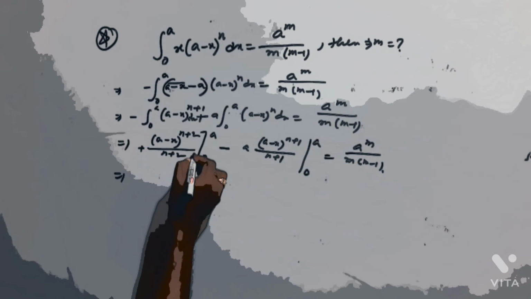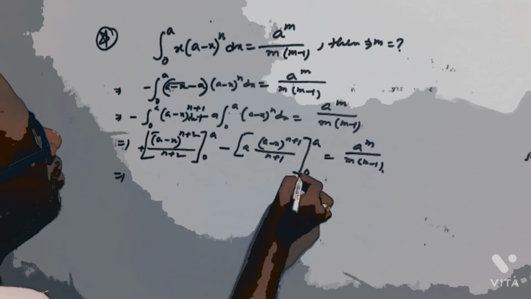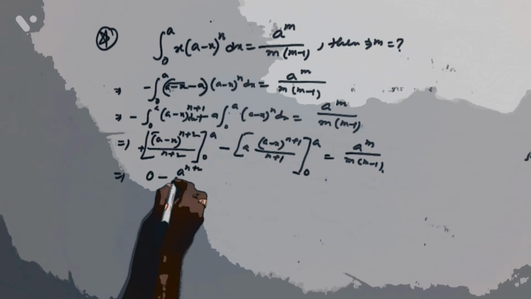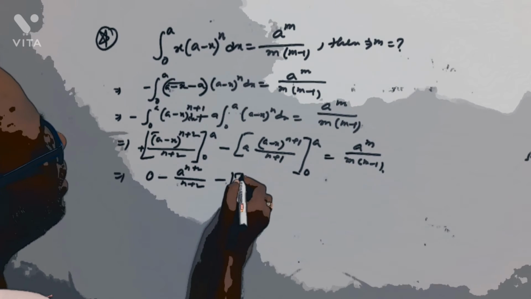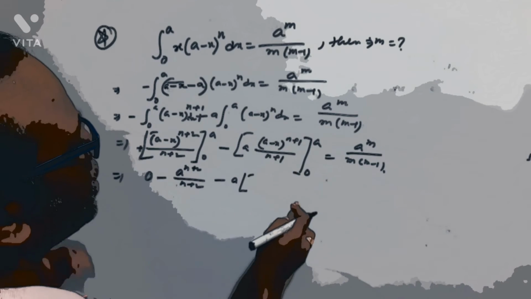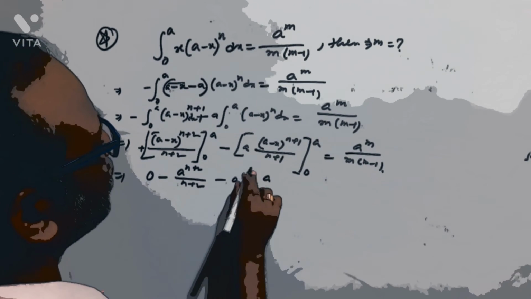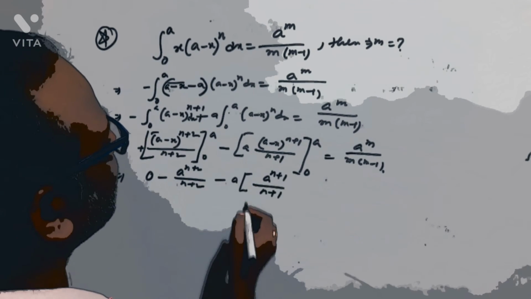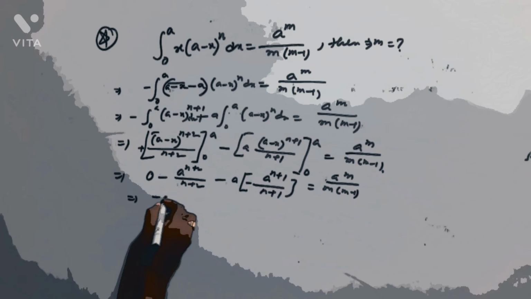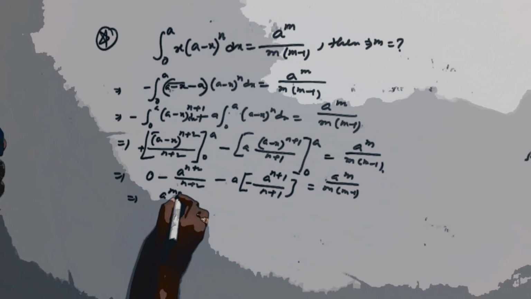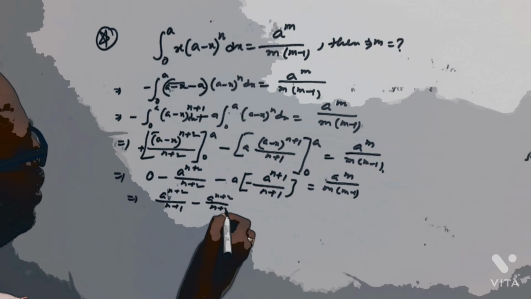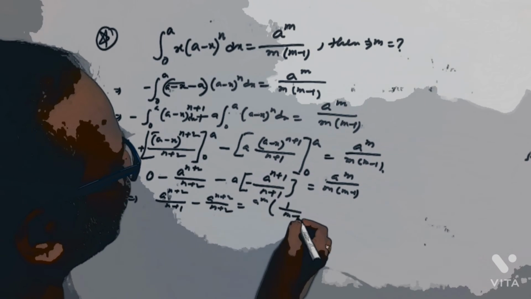Now if we put the upper limit, we get 0. Then minus, putting in 0, we get a^(n+2) by (n + 2), and for the other term a^(n+1) by (n + 1). Minus plus, so a^(n+2) by (n + 1) minus a^(n+2) by (n + 2). That is a^(n+2) times (1 by (n + 1) minus 1 by (n + 2)).